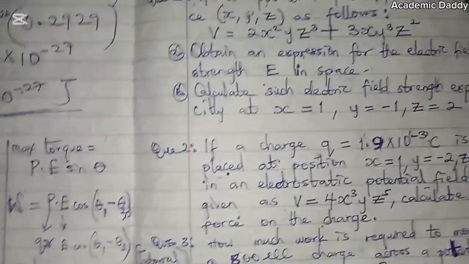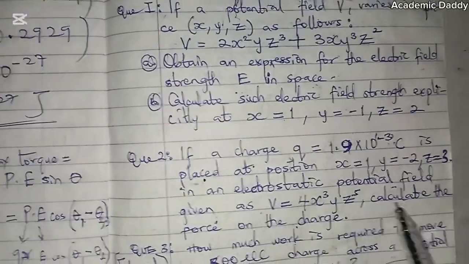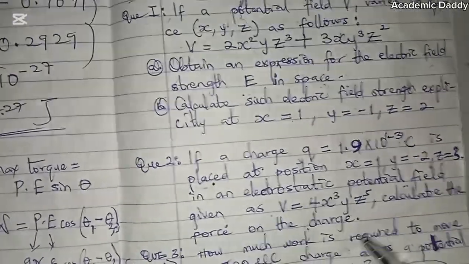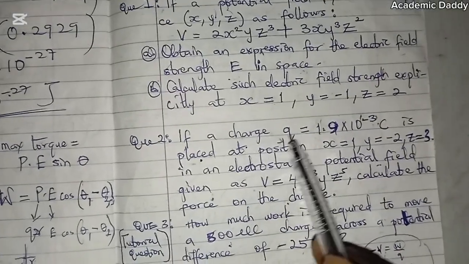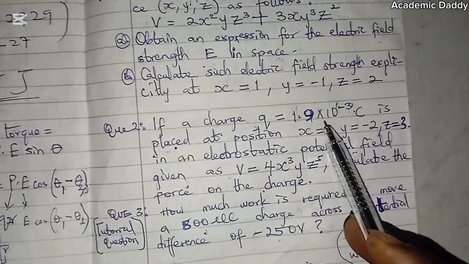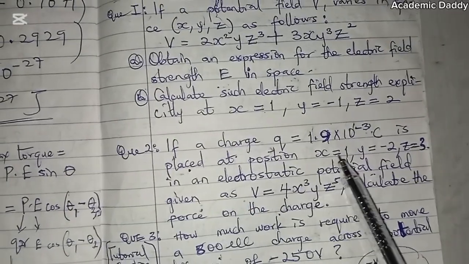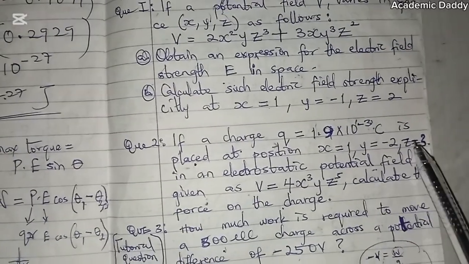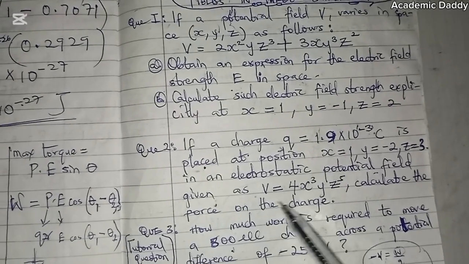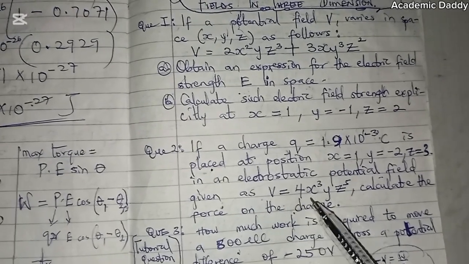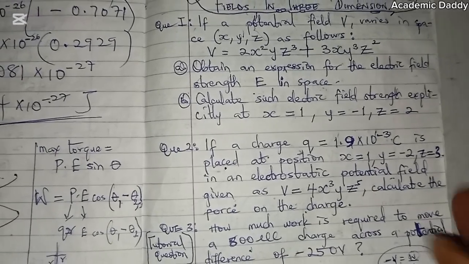But let's try. They say calculate the force on the charge. That's what we are doing. So let's see how to go about it. Read the question. If a charge Q 1.9 times 10 raised to power minus 3 coulomb is placed at position x equals 1, y equals minus 2, z equals 3, giving us V, that is the potential, V equals 4x cubed yz raised to power 5. Calculate the force on the charge.